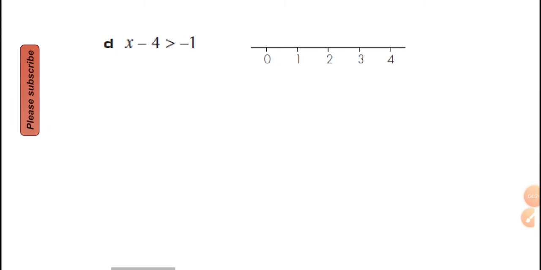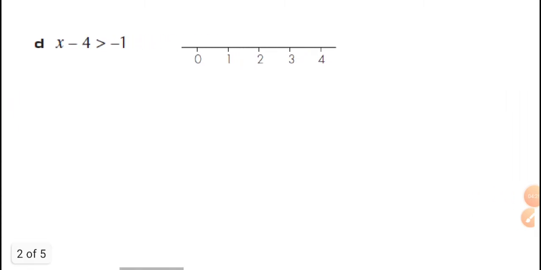Question D. We want x by itself. So that means we have to get rid of this minus 4. To do that, we're going to add 4 to this side. If we add 4 to the left, we have to add 4 to the right. So minus 1 add 4 is 3. And on the left hand side, the minus 1 and the plus 4 cancel out, leaving just x. So x is greater than 3.